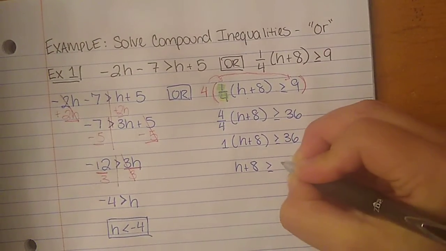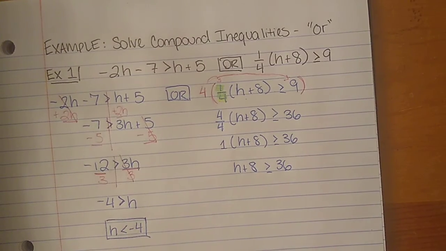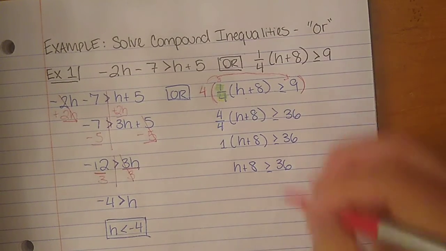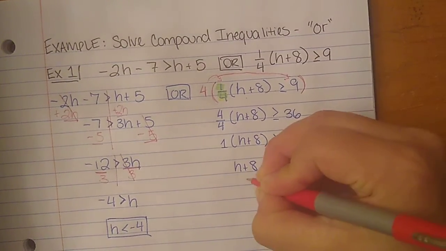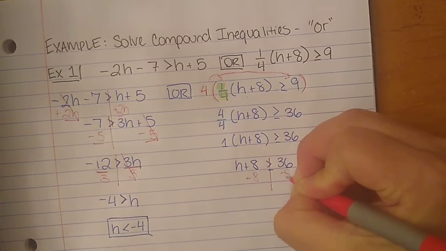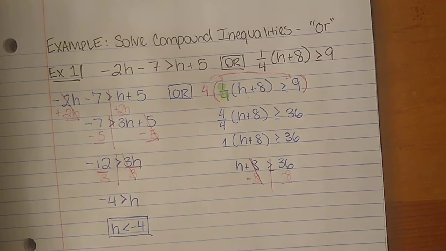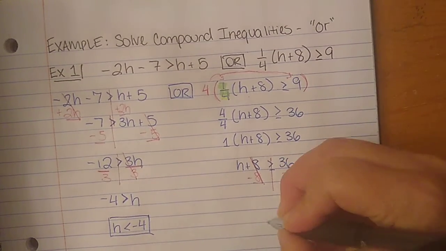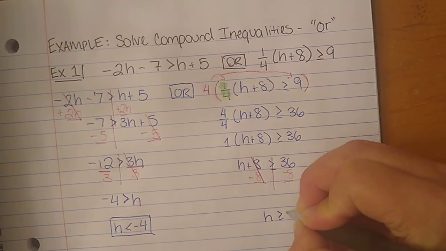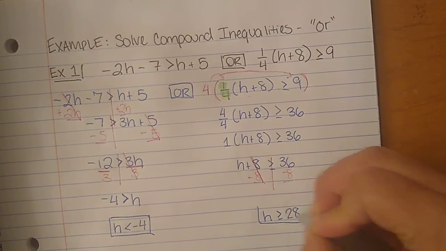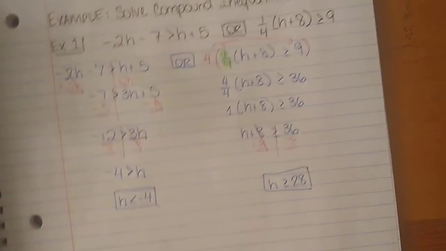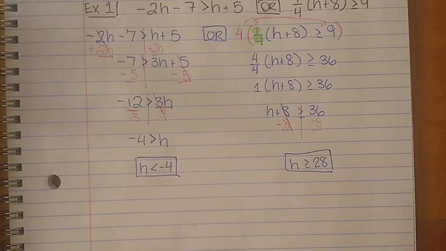So I have h plus 8 is greater than or equal to 36, so this leaves me with one more step to do before I'm done. And I'm going to use my subtraction property of equality to zero out that left side, get rid of that 8, and I'm going to get h is greater than or equal to 28. So now all I have to do is graph it.